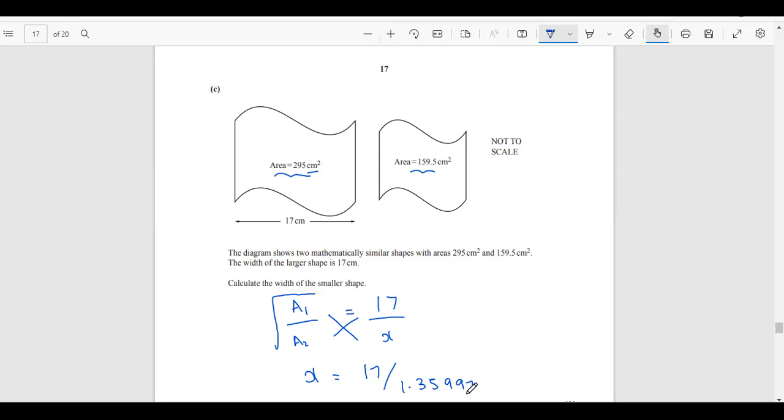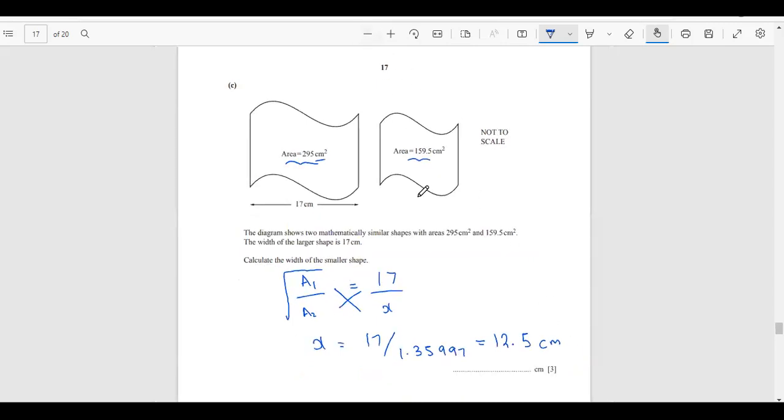I'll be using the value directly, whatever I'm getting, so that does not matter. And then 17 divided by this value would give me 12.5. So it is completely fine. If you did it from a different method, the answer should be the same, because I do understand that for such questions the working can be different, but the answer should be the same, right?